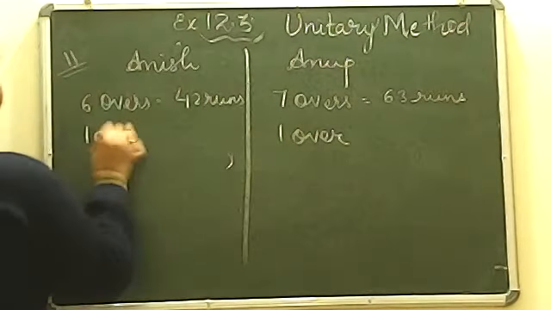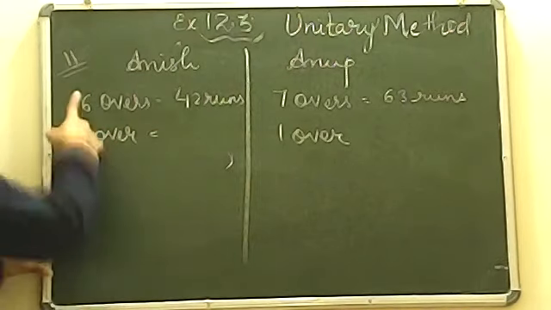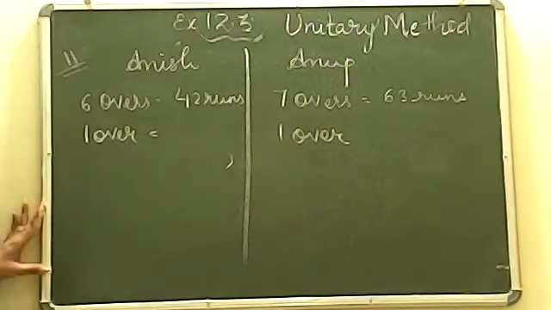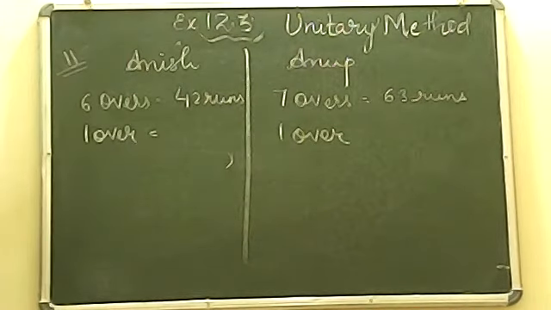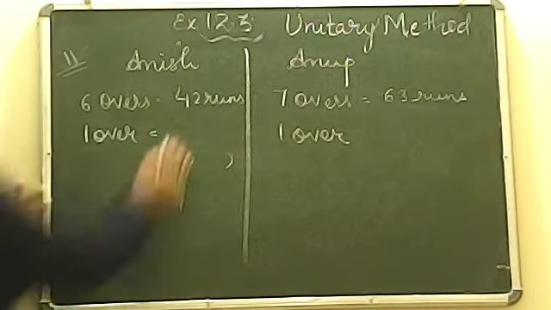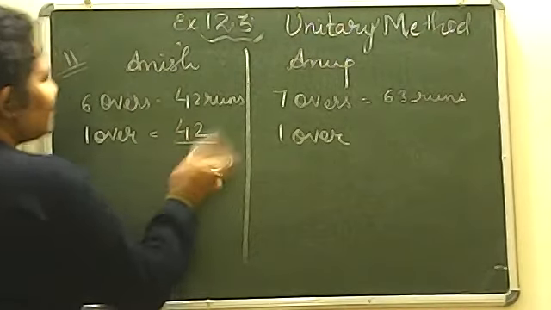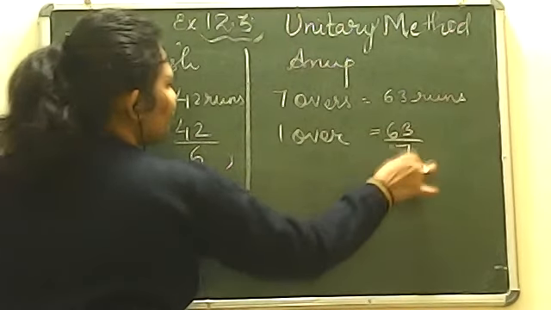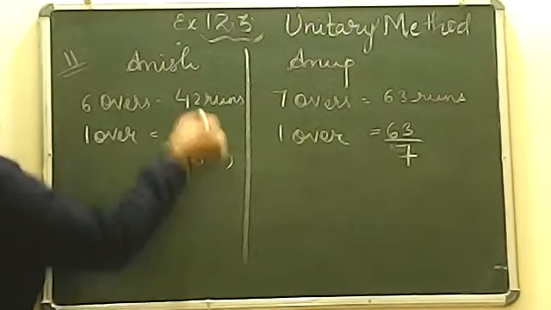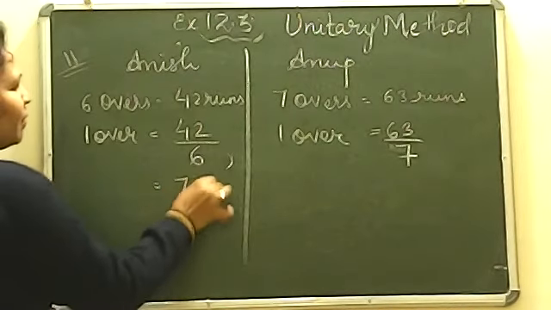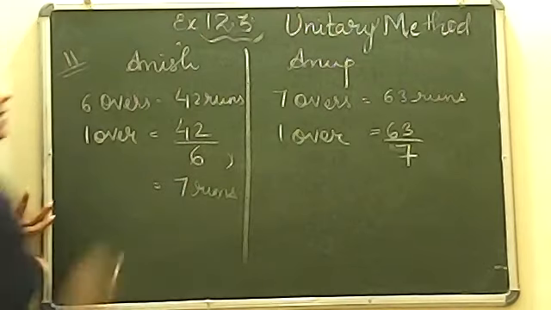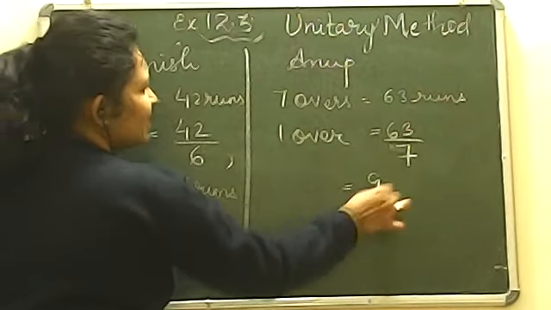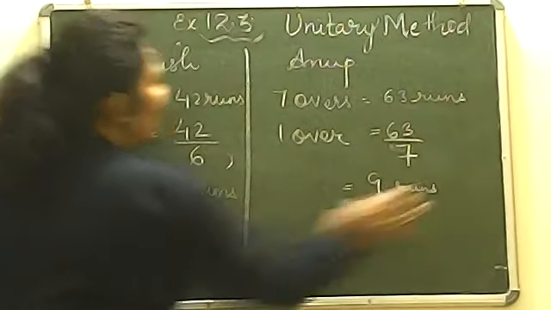So here it will be for 1 over. Here also we will find out for 1 over. Now you know 6 was given, we are finding for 1. 7 was given and we are finding for 1. That means many to 1. And many to 1 means divide. So that is 42 upon 6. And here you will have 63 upon 7. Now you know 6 sevens are 42, means 1 over 7 runs. This side, 7 nines are 63, so this is 9 runs.